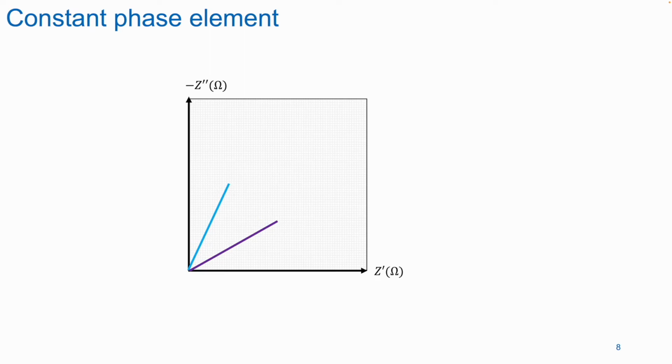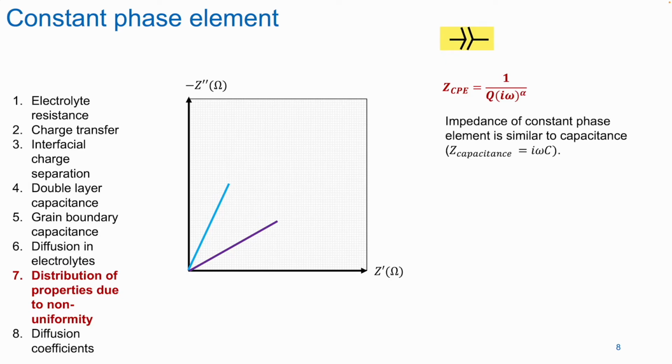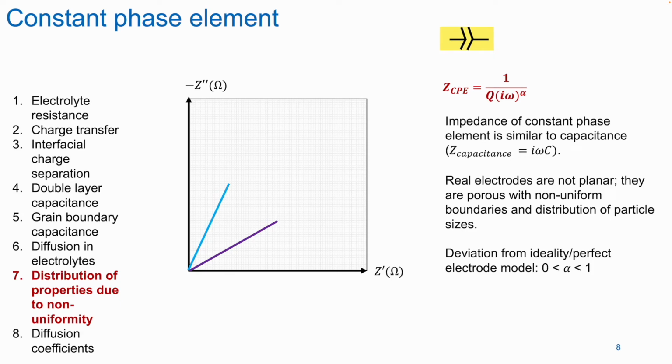A constant phase element is similar to a capacitance and allows us to model real electrodes. Typically, they're porous with non-uniform boundaries and contain materials with a distribution of particle sizes, such as deviation from ideality, and will yield a fitted alpha component exponent between 0 and 1.